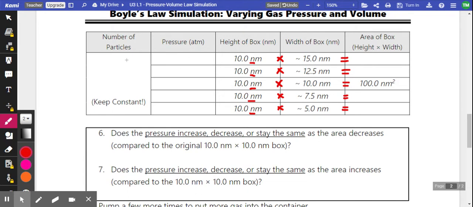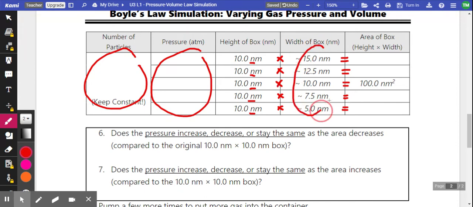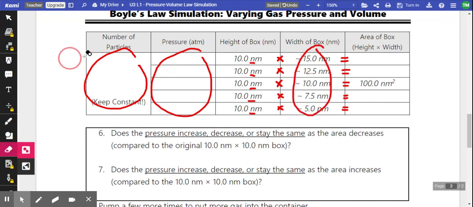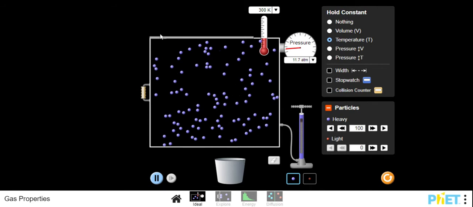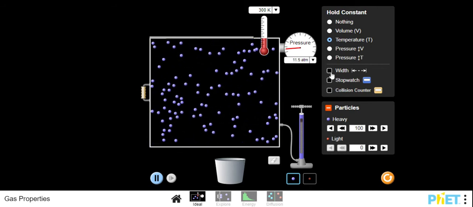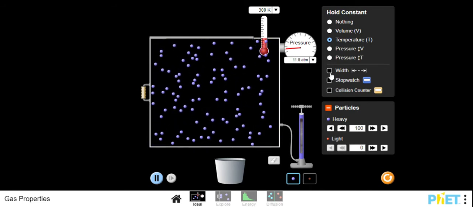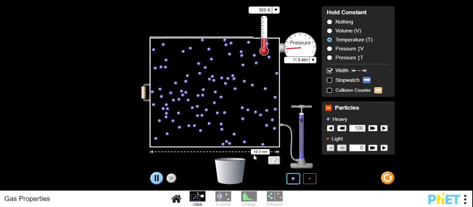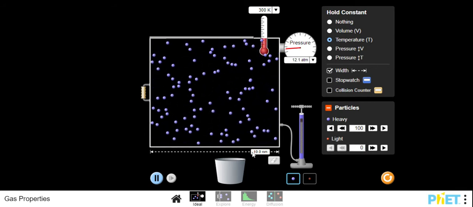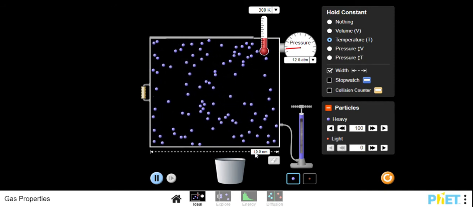What we need from the simulation is the number of particles that we have and the pressure that we have when we make the box this size. So let's go back to the simulation. I've got my particles in here. Again, I'm going to check off this box on the right side for width. Right now my box is 10 nanometers wide, which I believe is one of the measurements that we need.